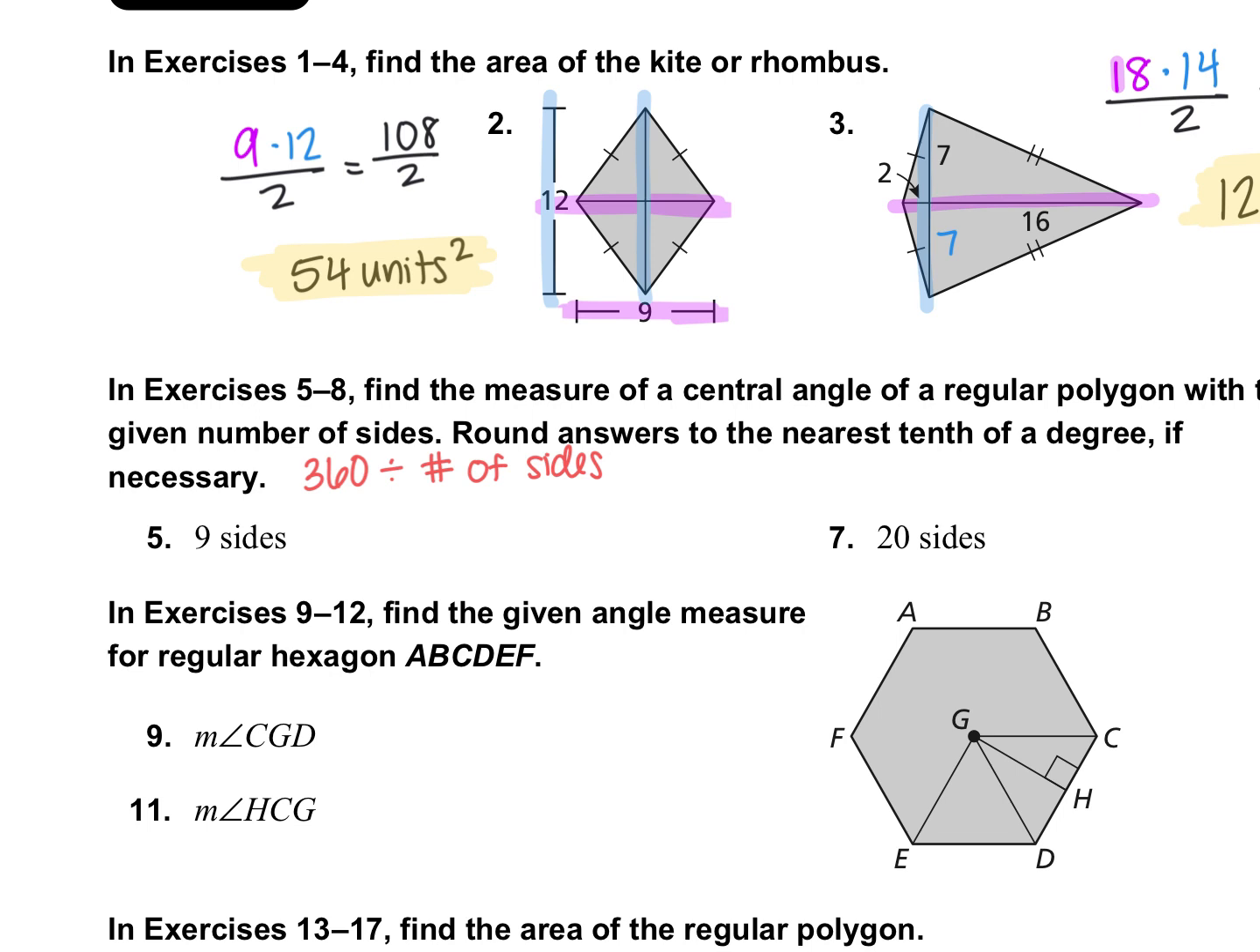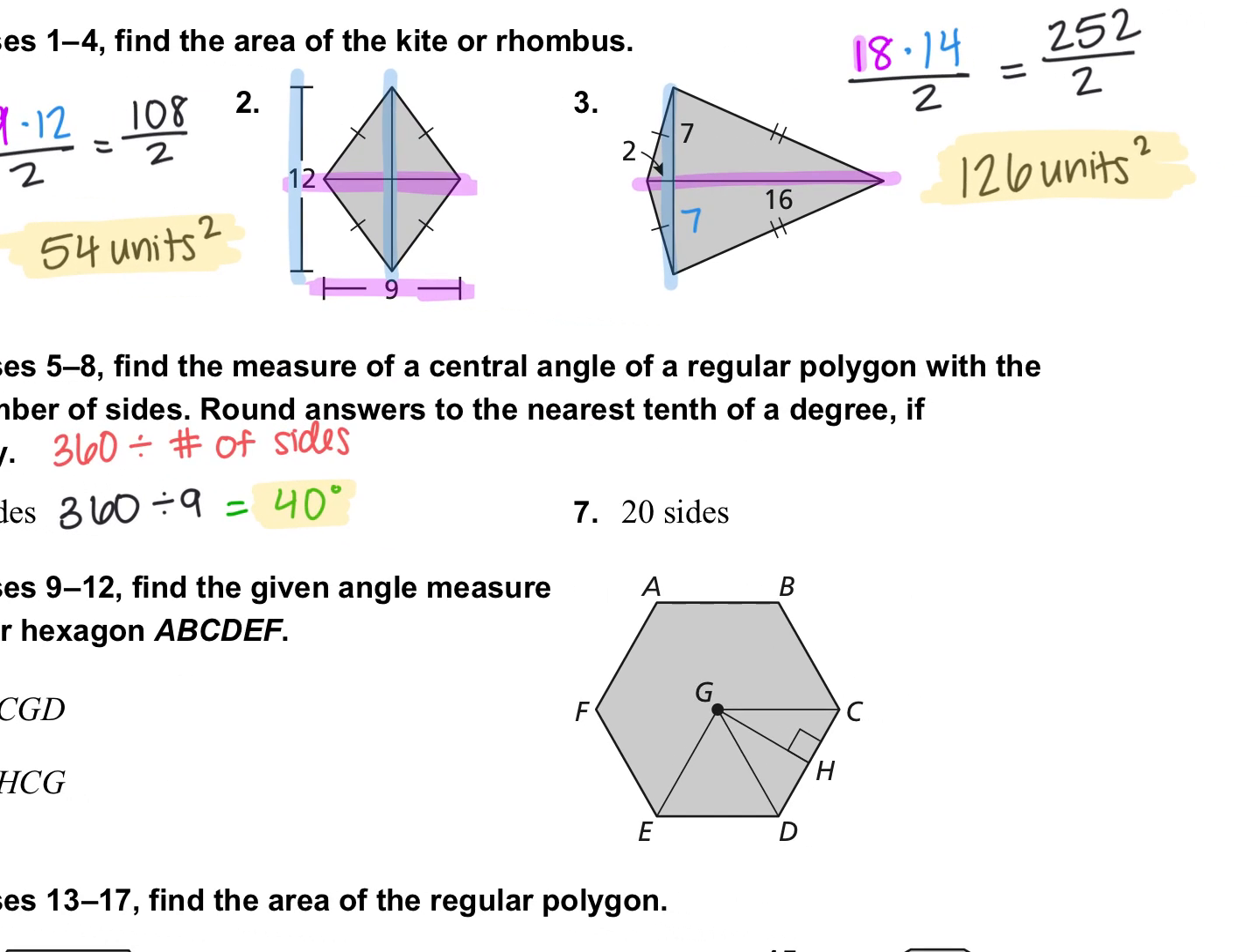So looking at number 5, how would I solve for 9 sides? 360 divided by 9. Good. And what would my answer be if I solved it? Perfect. My answer would be 40 degrees per angle. All you're doing is 360 divided by the number of sides. So looking at number 7, how would I solve this? 360 divided by 20 equals what? 18. Good. My answer would be 18 degrees.